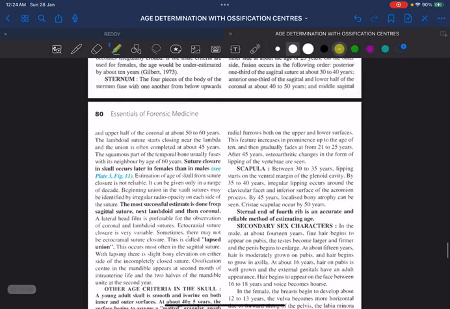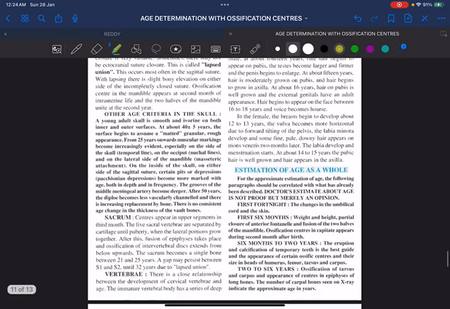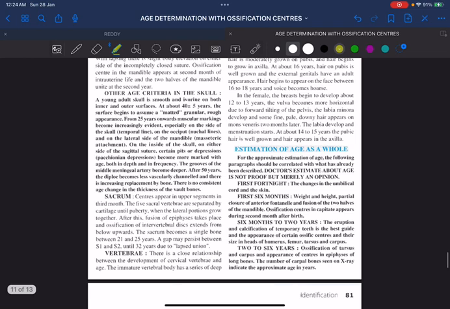Remember one point, suture closure occurs later in females than in males. The last suture to close is squamous part of the temporal bone, which occurs by 60 years. Remember, sagittal suture, 40 years. Lambdoid suture, it is 45 years. Rest of the sutures are optional. If you can remember, read from the book, not necessary.